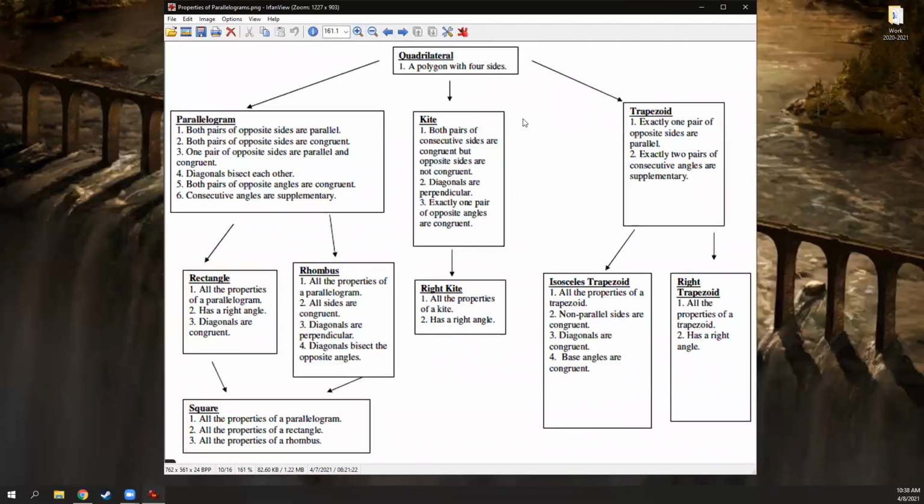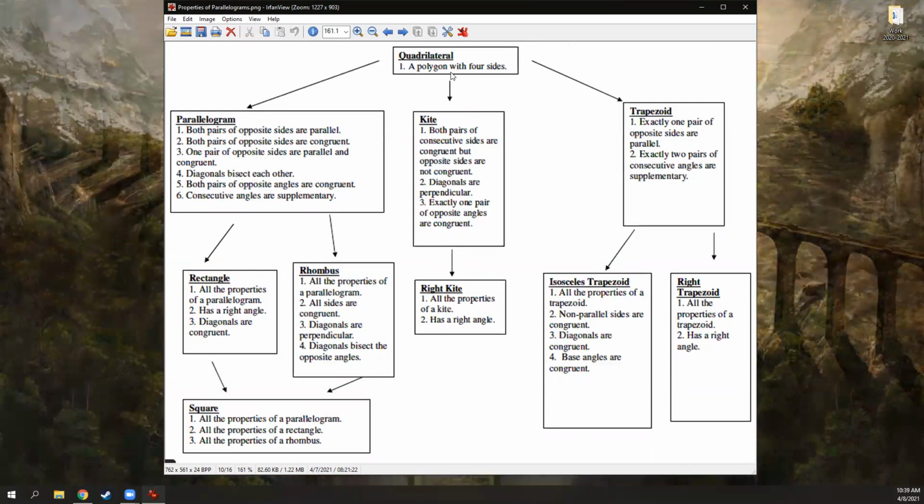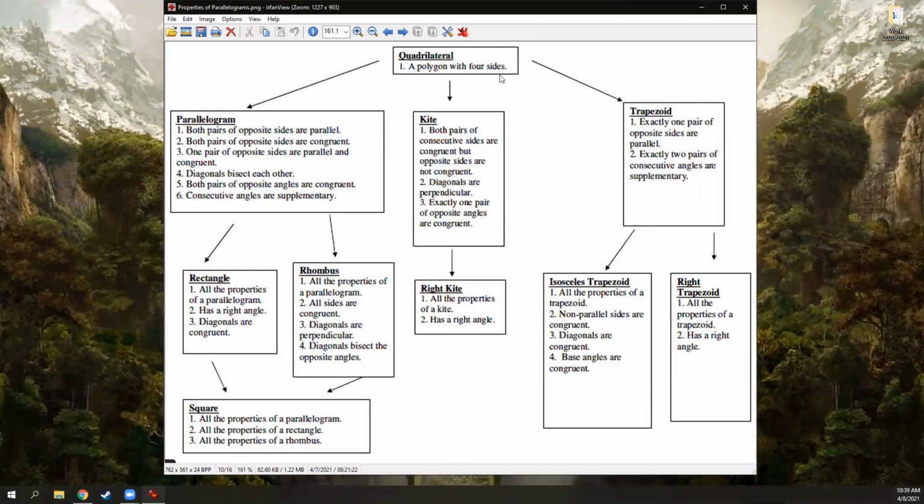So we're going to be mostly and almost entirely talking about this left side of the flowchart here. A quadrilateral is any shape with four sides, right? Quad means four, lateral, four sides. So a polygon with four sides, polygon just means a shape. But we're going to be focusing on this left side right here: parallelograms, which then go into rectangles and rhombuses, which all of them go into squares.